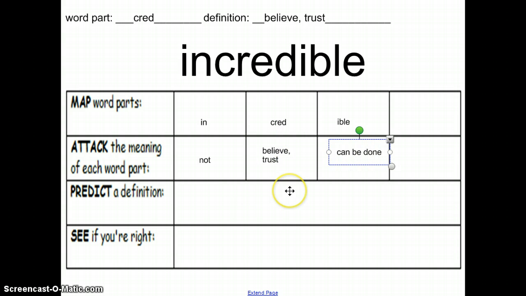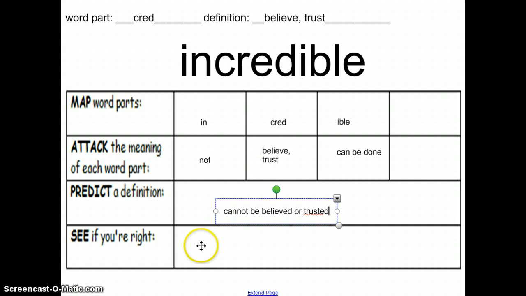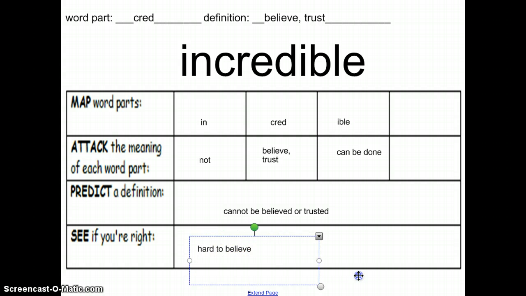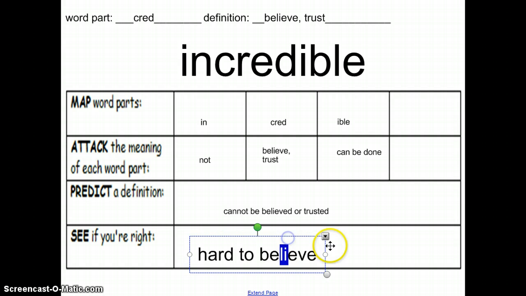So if we were going to predict a definition putting all those words together based on how we attacked it, we might say something like cannot be believed or trusted. What students do in class at this point is look the definition up, and the actual dictionary definition means hard to believe. So we were pretty close in our actual definition of incredible.